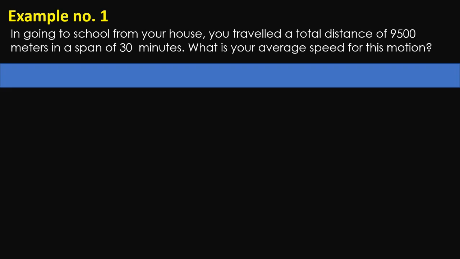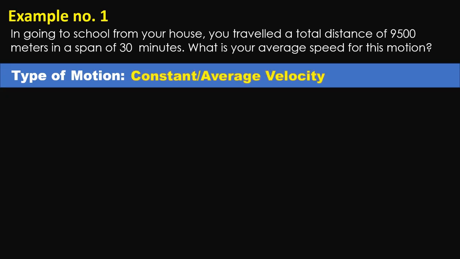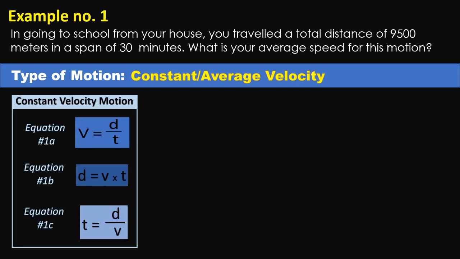In going to school from your house, you traveled a total distance of 9,500 meters in a span of 30 minutes. What is your average speed for this motion? The first and very important step is to classify what type of motion is described by the problem. In this case, it describes an average velocity motion. So we will refer to the CVM equations.